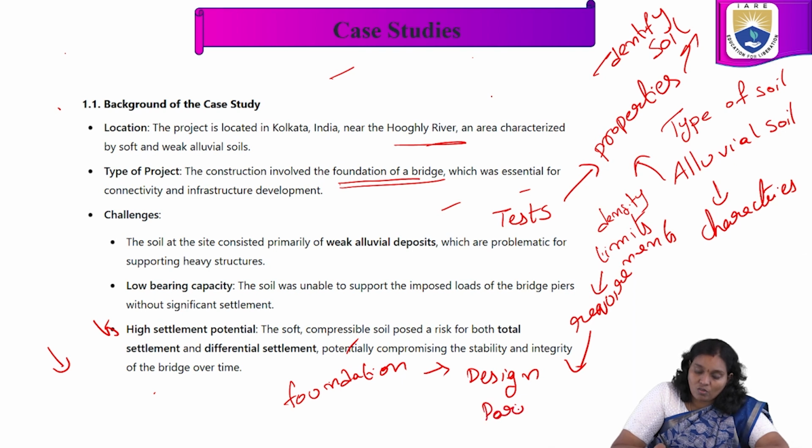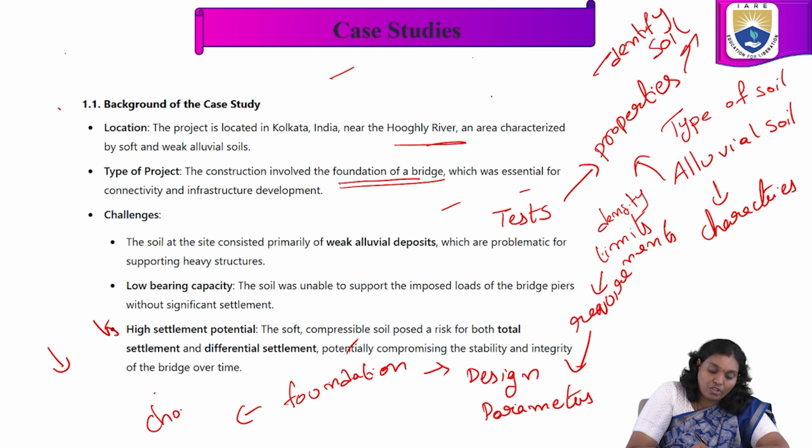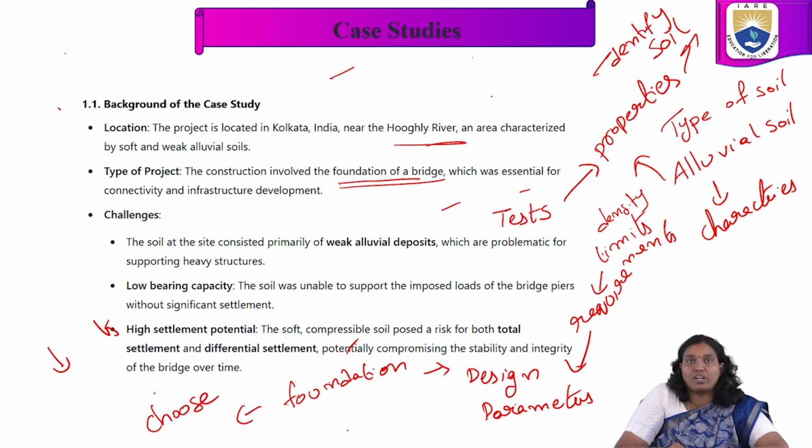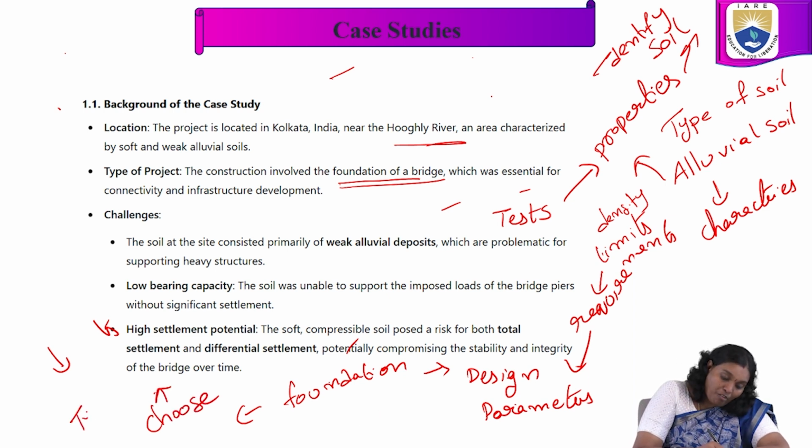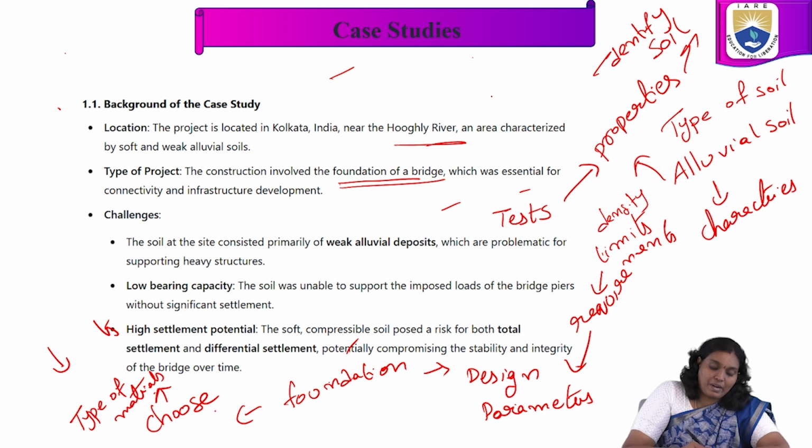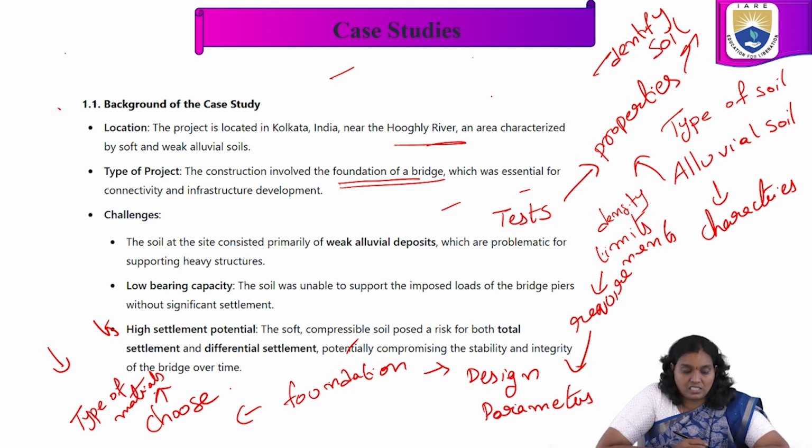So we have to understand what design parameters are involved, what kind of design we are going to choose for construction of these foundations, and what type of material we are using. These are all affected by the soil conditions. Here the type of project involved the foundation of a bridge, which was essential for connectivity and infrastructure development. So here we will see what the various challenges involved in this are.